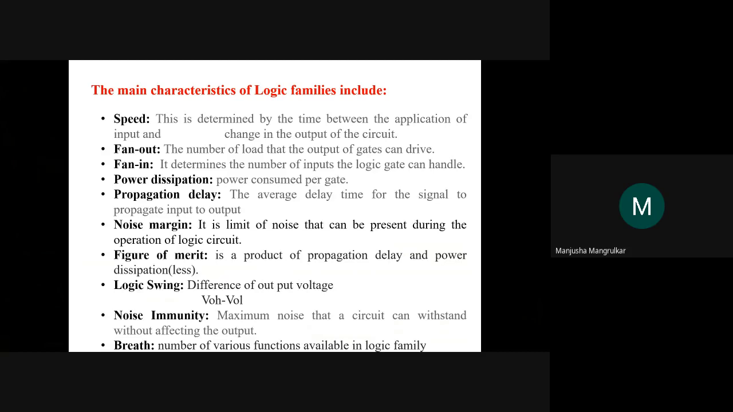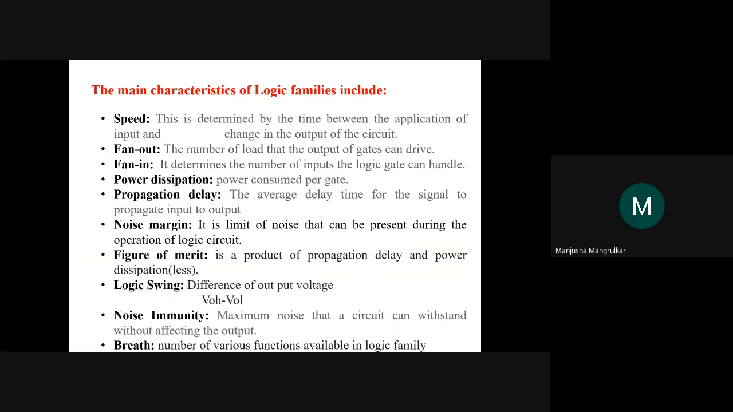So the fan out voltage has to be greater. That is the fan out: the number of loads that the output of a gate can drive. Fan in determines the number of inputs the logic gate can handle. We have seen a 2 input AND gate, a 3 input AND gate, even a 13 pin input AND gate. So fan in determines the number of inputs a logic gate can handle.